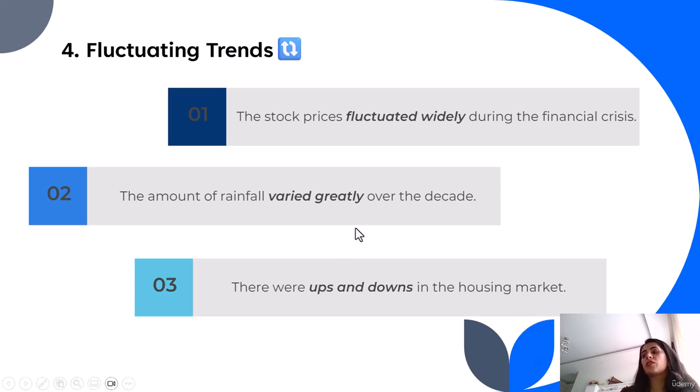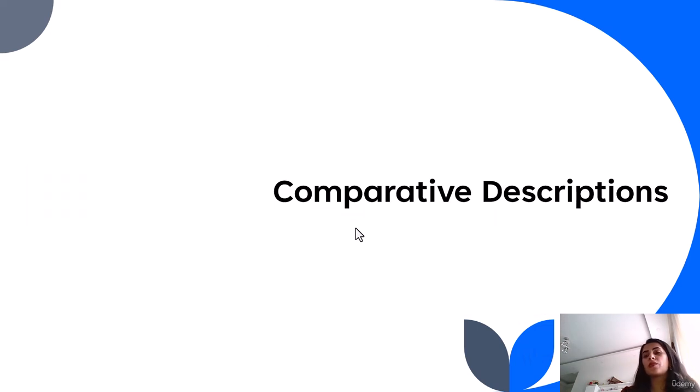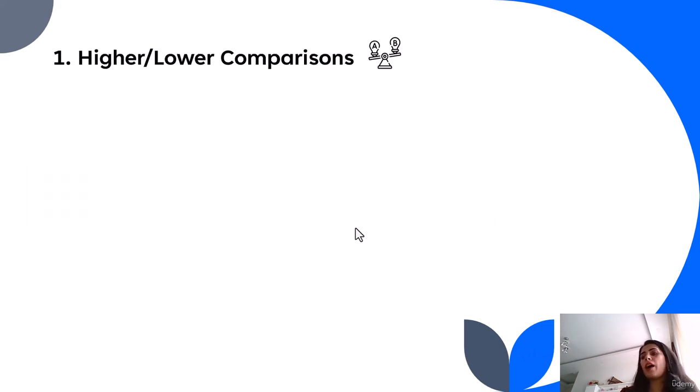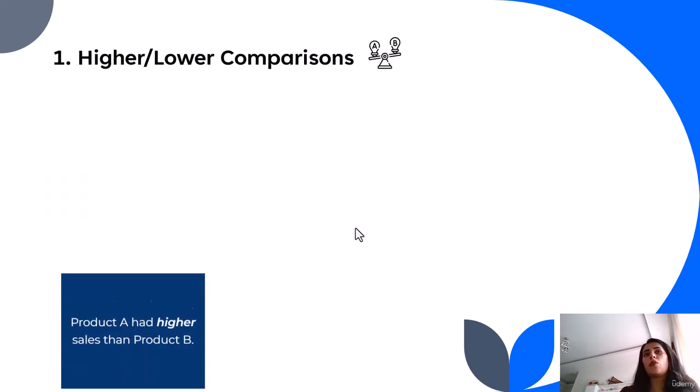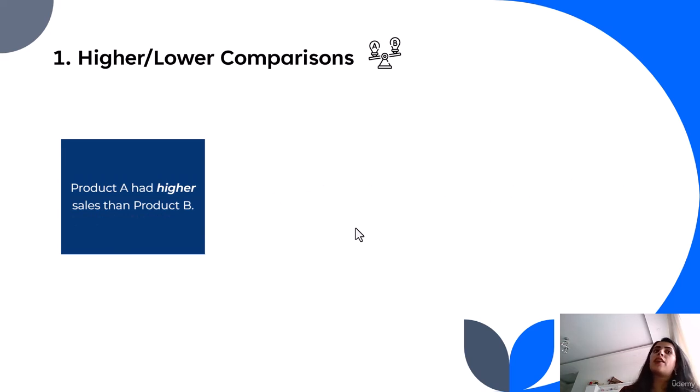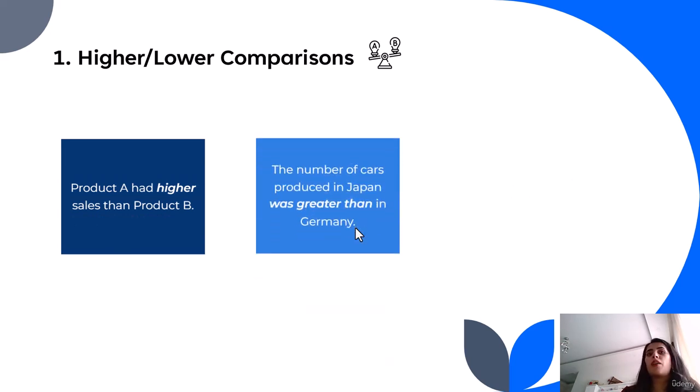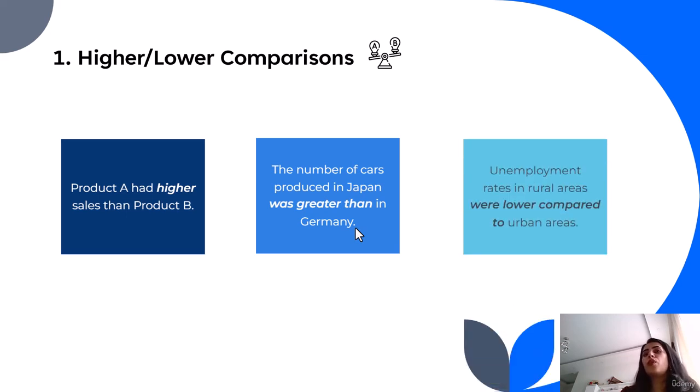For comparisons, you can use the following structures. Higher-lower comparisons. Product A had higher sales than Product B. The number of cars produced in Japan was greater than in Germany. Unemployment rates in rural areas were lower compared to urban areas.